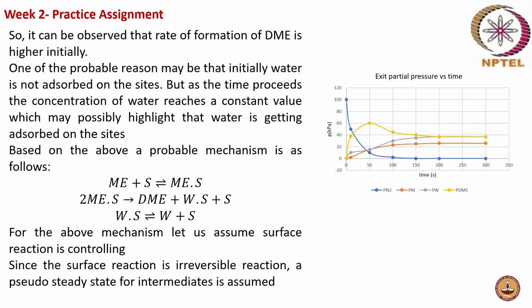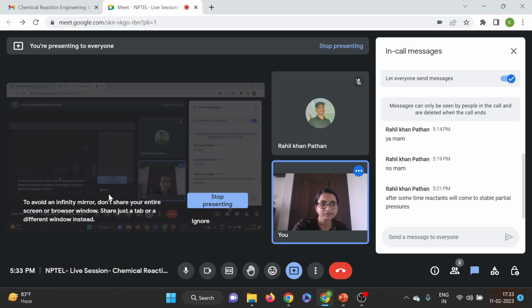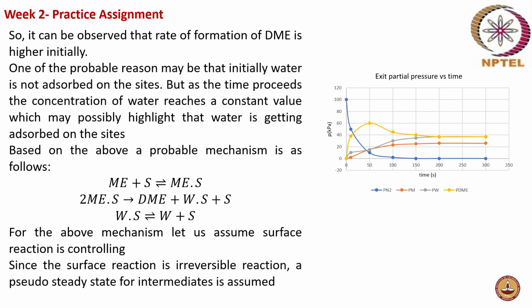So what does that pseudo steady state for intermediates mean? This was explained in, I think, the week 1 or week 2 lecture. Do you remember? No, ma'am. Okay. So this assumption is basically made when one or more of the reaction steps in the proposed mechanism is irreversible. Here you could see that the surface reaction step is irreversible, so you could assume a pseudo steady state for the intermediates.